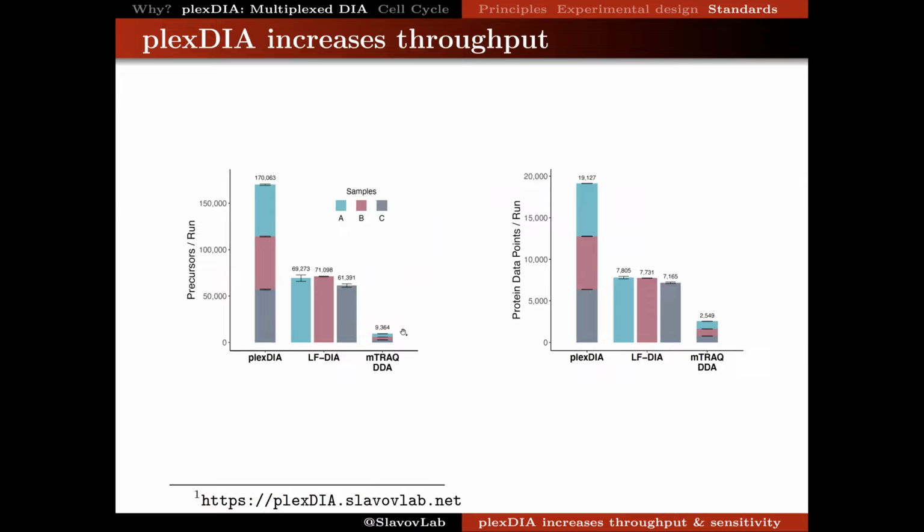The first question is, are we getting increased throughput while maintaining proteome coverage? The fact that we are going to analyze three samples in the time required normally for one sample is given, but this doesn't help us much if we are obtaining much lower coverage of the proteome. And what we see in this case is that we are indeed obtaining many more protein data points with plexDIA while preserving a comparable number of peptides and proteins identified from each sample, and both DIA methods significantly outperform data-dependent analysis of the labeled samples, and in this case, we used mTRAQ for the labeling.